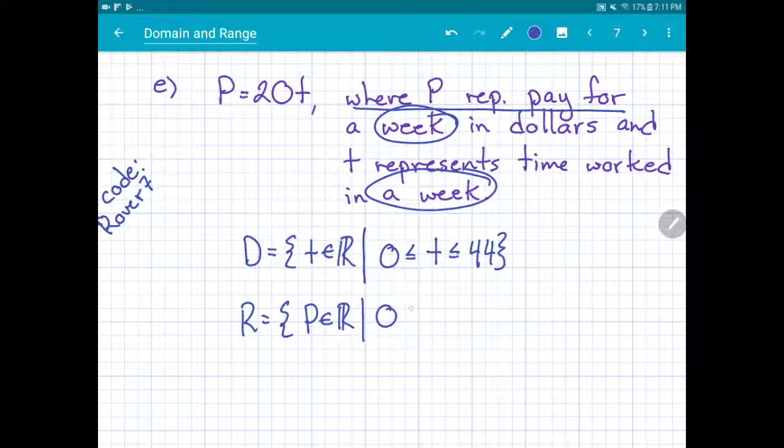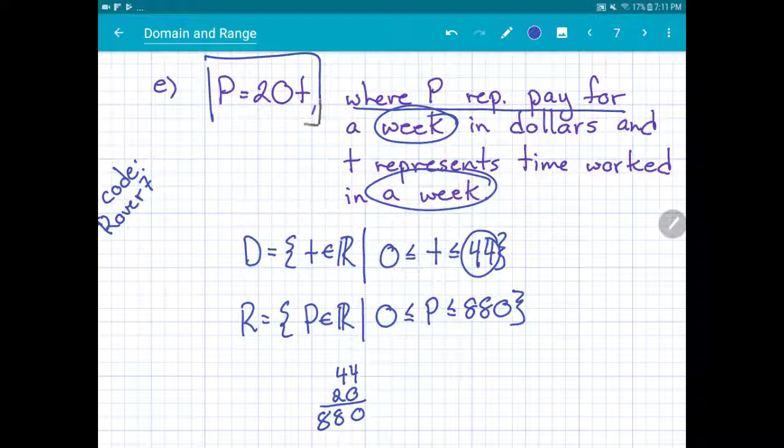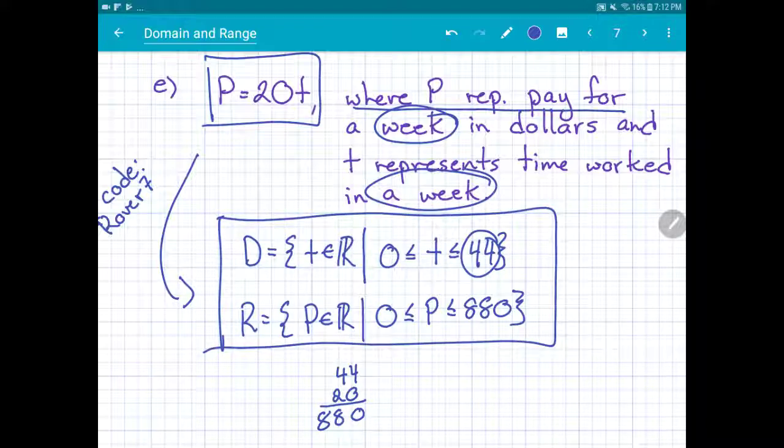You can't get paid less than 0, but you do have an upper bound because we are saying you're working a maximum of 44 hours. So the most you could be paid is 20 times 44, right? Which would be $880. So $880 is the most you could be paid. This tells us how much we get paid, and this tells us a lot more about the situation. It tells us all of the restrictions. So hopefully that helps you understand domain and range a little bit better.